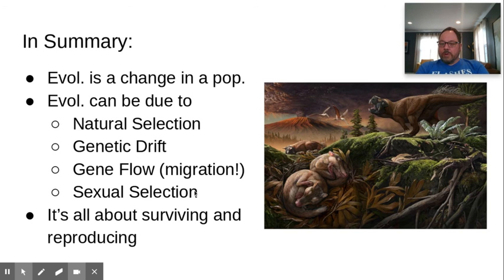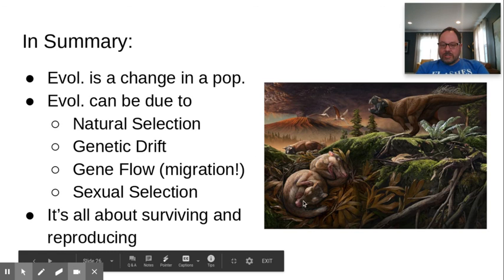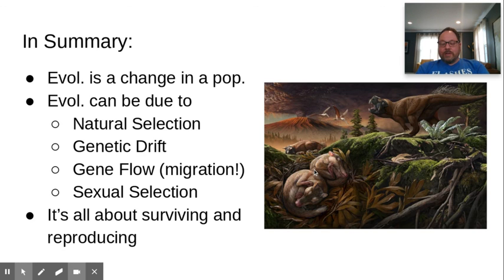So, here we have the dinosaurs dying out. Here's tiny little mammals that will rule the day after the dinosaurs die off and open up some big space. All right, that's all we've got here.